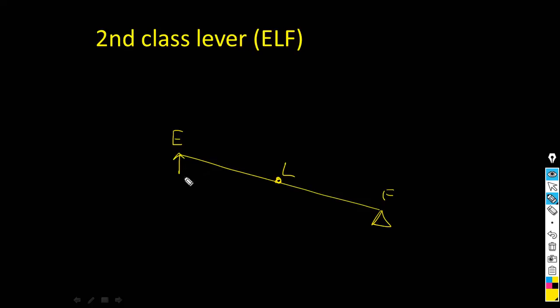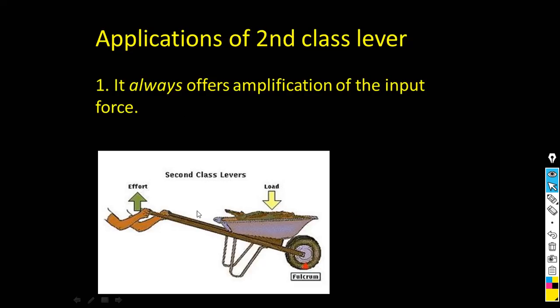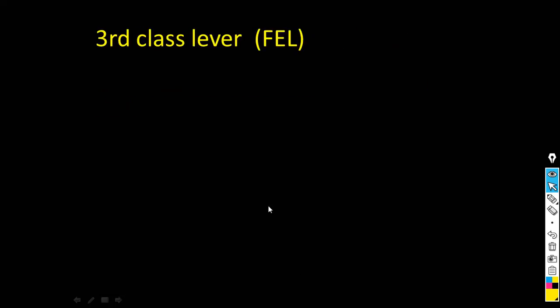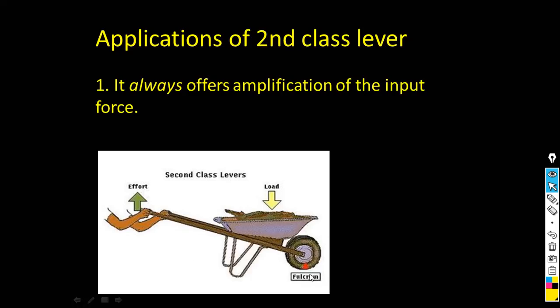Okay, so let's suppose we are raising the load. I'm applying an effort upwards and I'm raising the load upwards, and we have the fulcrum in here, which is actually one of the best applications of these types of levers. Like this in a wheelbarrow, which is the same thing I drew a moment ago. This is the fulcrum. Then you have the load, and then you have the effort.